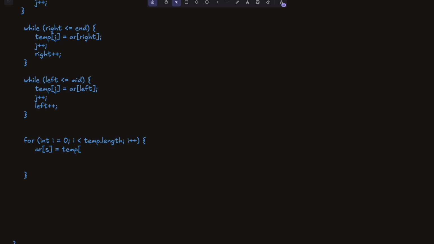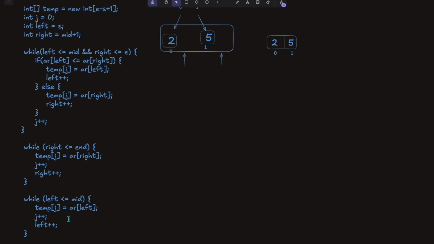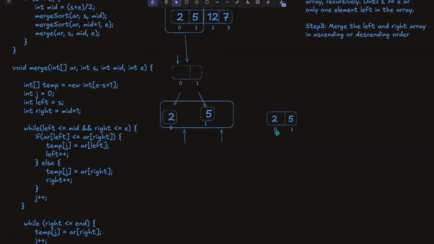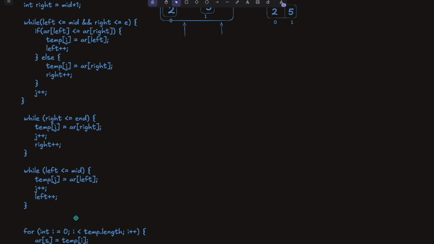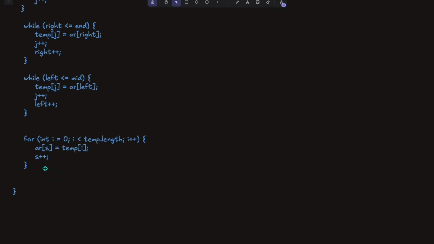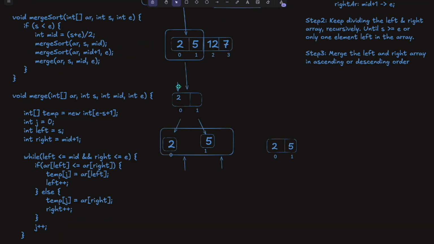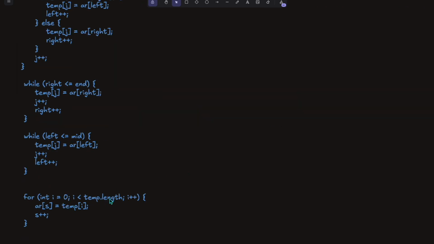And temp will have I, and here we need to increment the s value. Now in this way, initially from temporary I, that means from 0, what is the s value here? It is also 0 here. It will place 2 directly to the 0. Increase the value of s. So we are also incrementing the value of s.